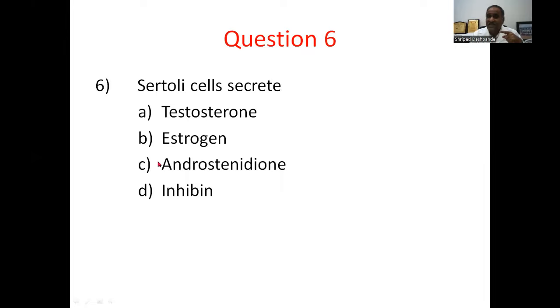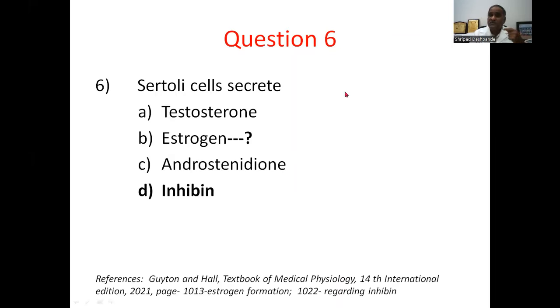The second is it does not secrete androstenedione. It does secrete inhibin, because FSH acts on the FSH receptors located on the Sertoli cells and they give a negative feedback to the pituitary through the inhibin. So inhibin is secreted. Now there are two options in this question that are correct. So estrogen is also correct because it secretes estrogen from the testosterone taken from the Leydig cells.